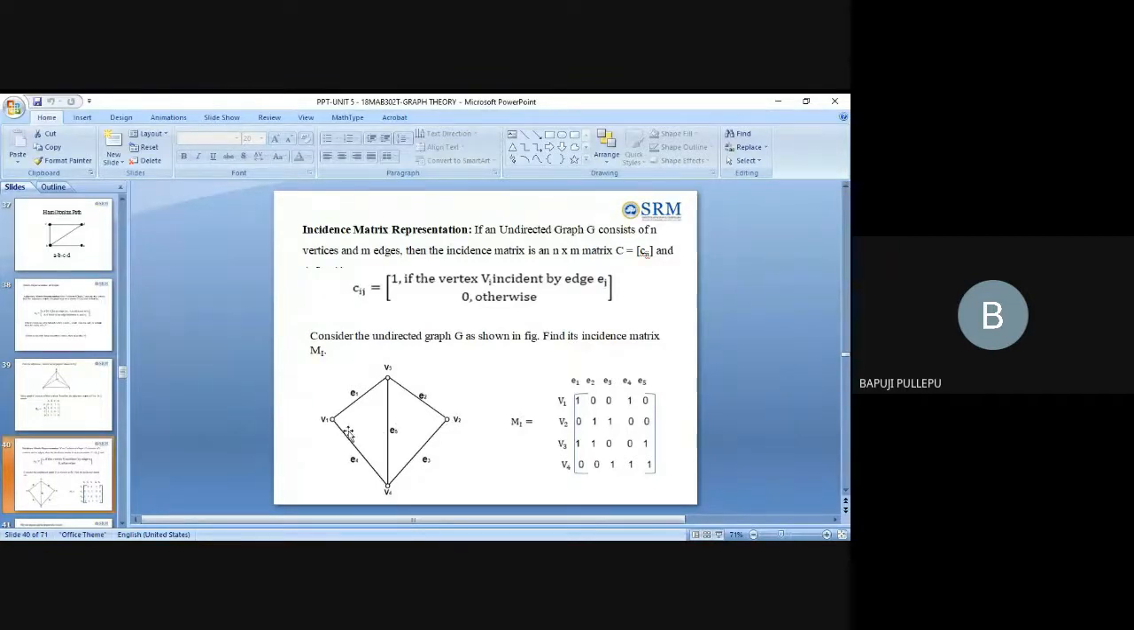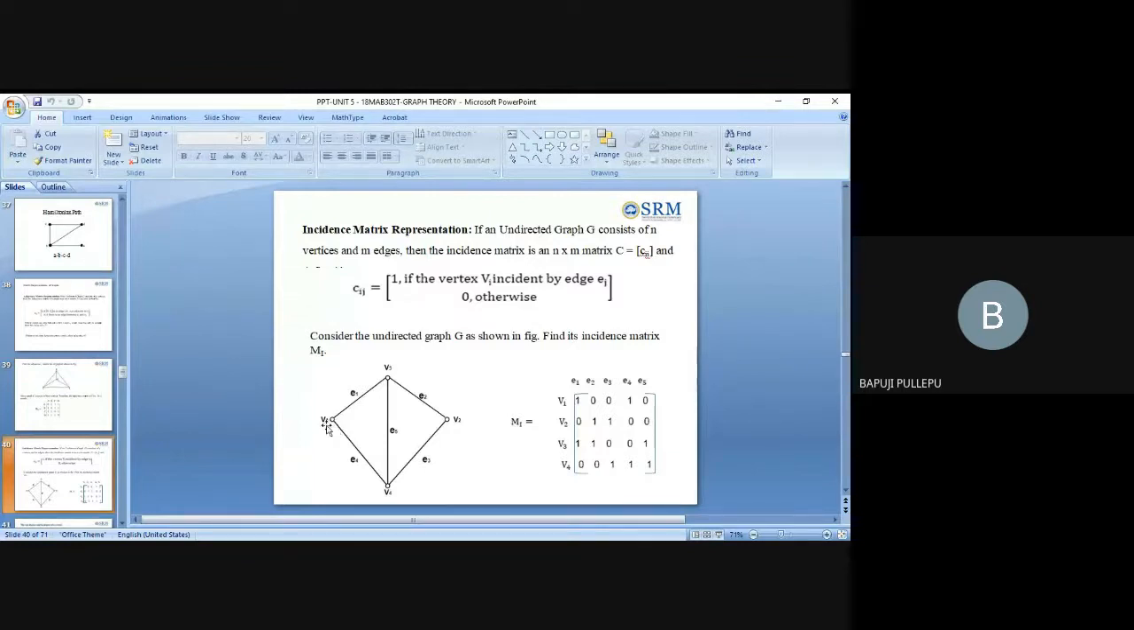Vertices, how many vertices are there? V1, V2, V3, V4. Now incidence matrix means what? Vertices to edges actually. Cij is equal to 1 if the vertex Vi is incident by edge Ej, connected by that edge, that vertex you can say 1, otherwise you can write 0. Now V1 is connected by E1. E1 is connected to V1 or not?